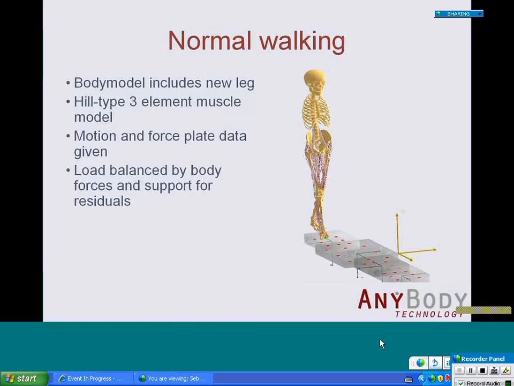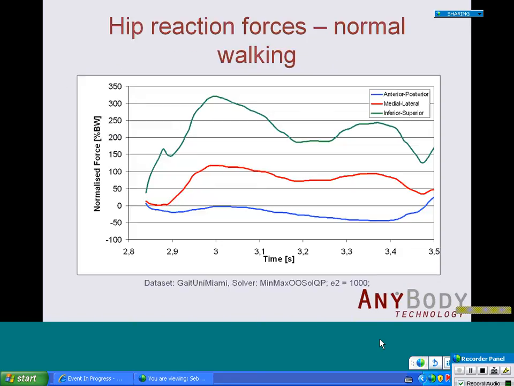So at this point, I'd like to show you a video, but unfortunately, this is not very practical via webcast, because there may be delays and stuff. So sorry for this. I will go directly to the result and show you some hip reaction forces for this normal walking. Here you can see the normalized force, normalized with respect to the body weight of this model, and you can see the data for one step for the 3 degrees of freedom, or the 3 force directions in the hip joint.